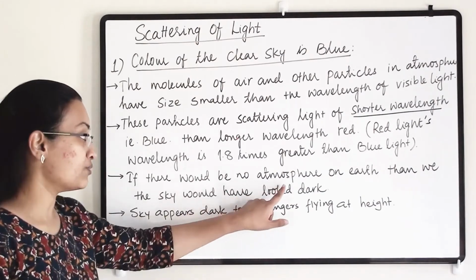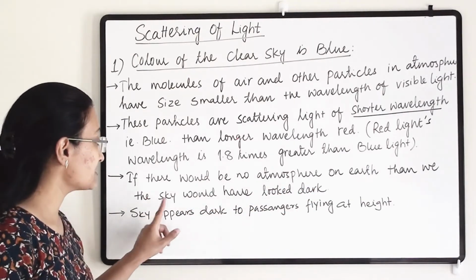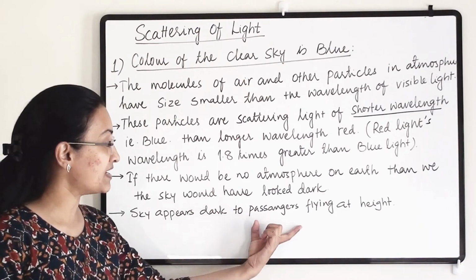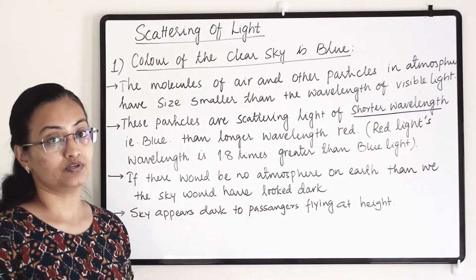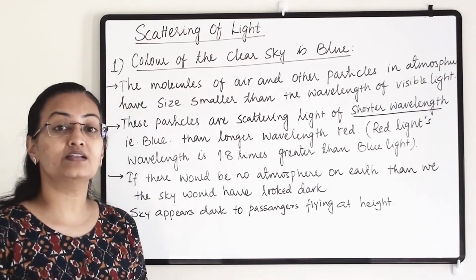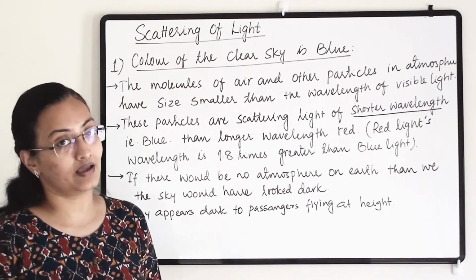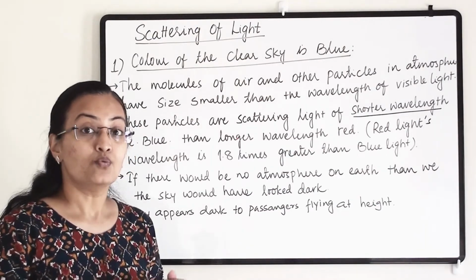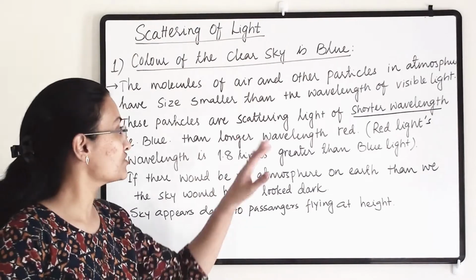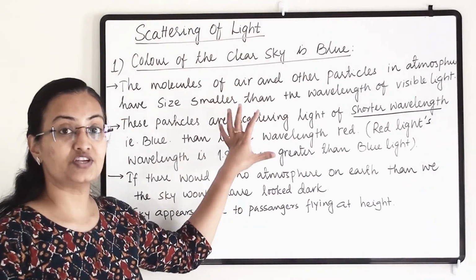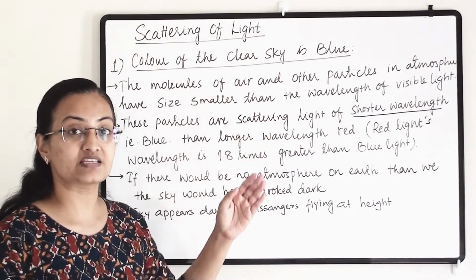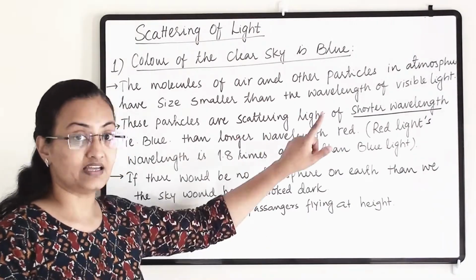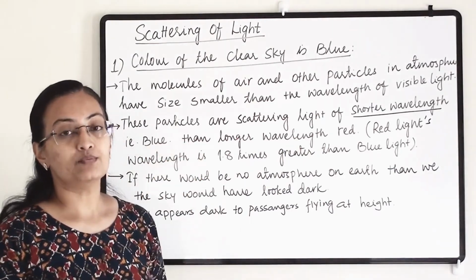If there were no atmosphere on Earth, then the sky would have appeared dark to us, and that's why the sky appears dark to passengers who are flying at great height, because at that height there are no particles to scatter the light. So for them the sky is black, whereas for us, the light is scattered by small particles, and they scatter the blue light the maximum because they scatter light which has a shorter wavelength and not the longer wavelength, and that is blue. So that's why we are able to see the blue color.